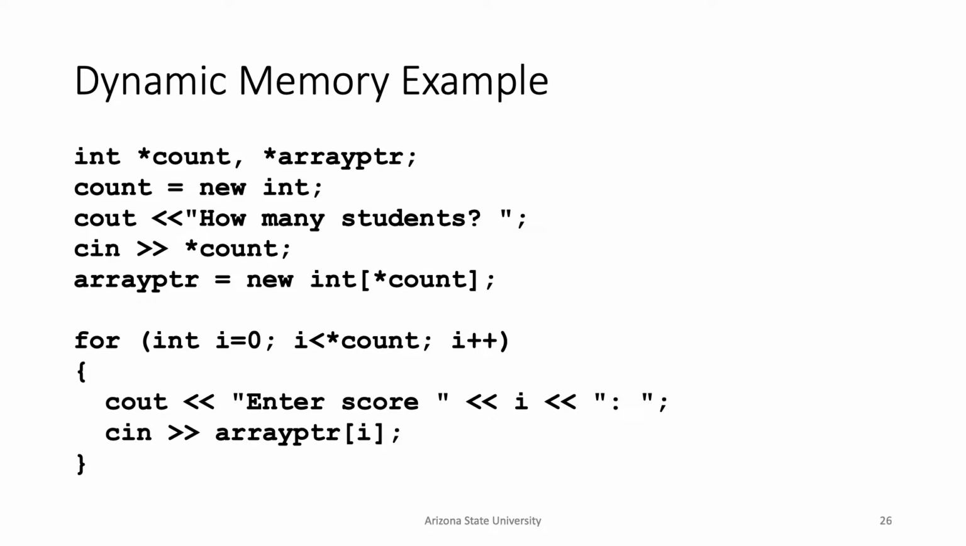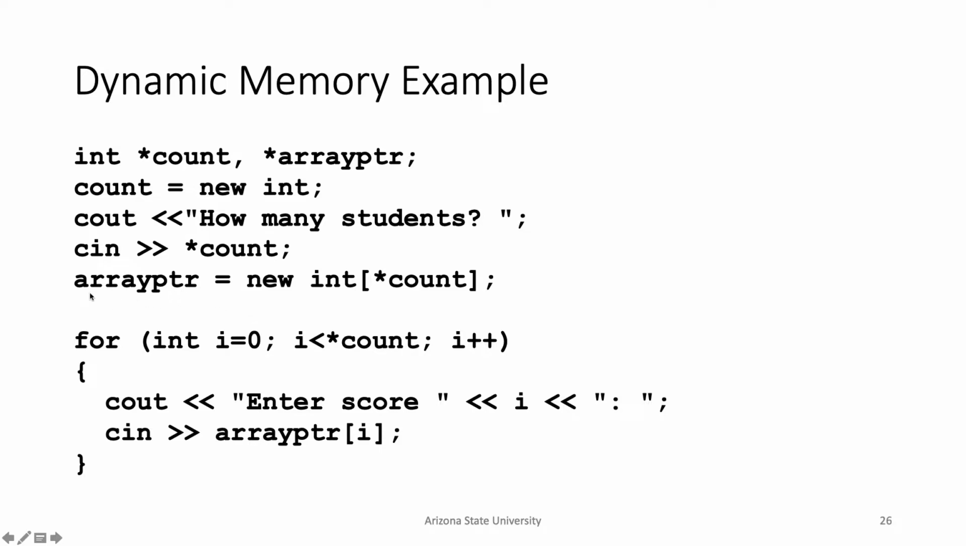But I figured the number of students shouldn't affect the address of a variable, right? So here we have to put star count because we're entering a value. I want to modify the value of where the count is located, which is on the heap in this case.